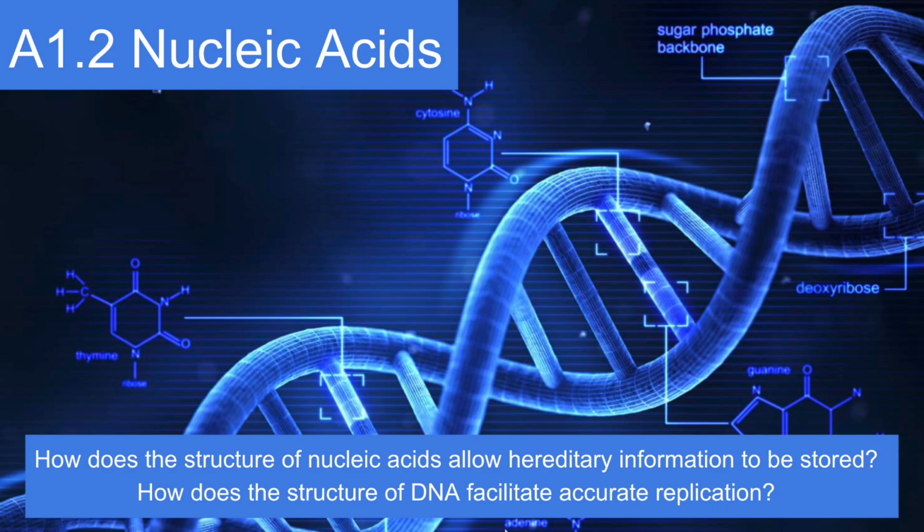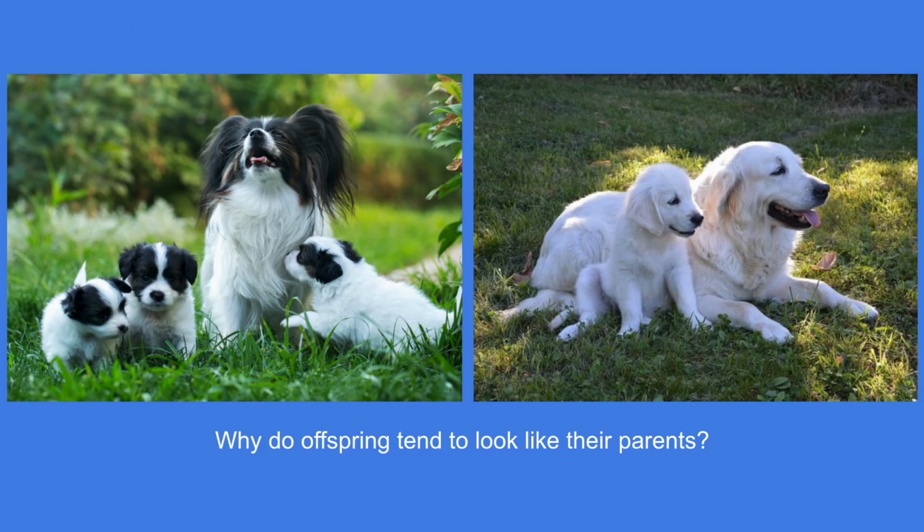A1.2 Nucleic Acids. How does the structure of nucleic acids allow hereditary information to be stored? And how does the structure of DNA facilitate accurate replication? So our first question is, why do offspring tend to look like their parents?